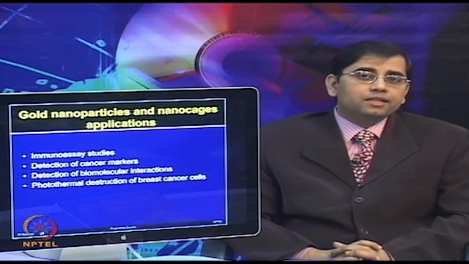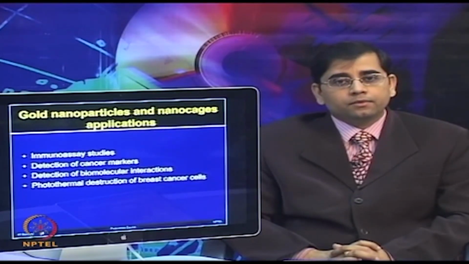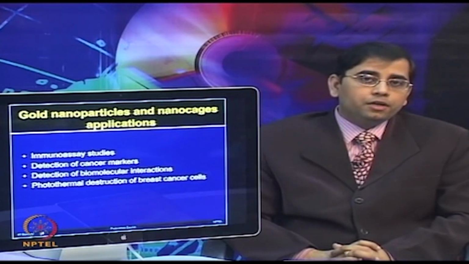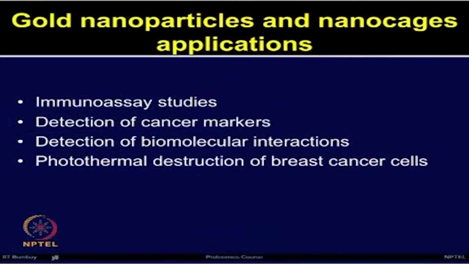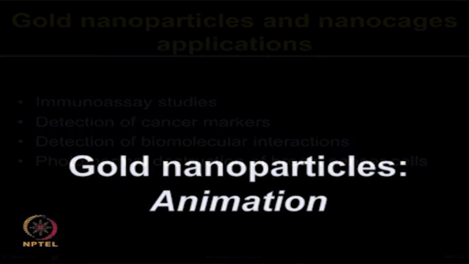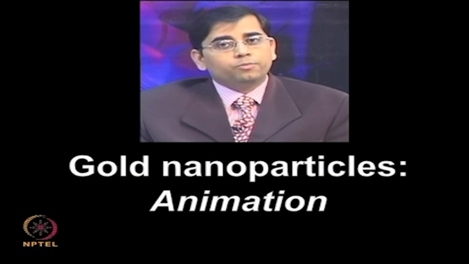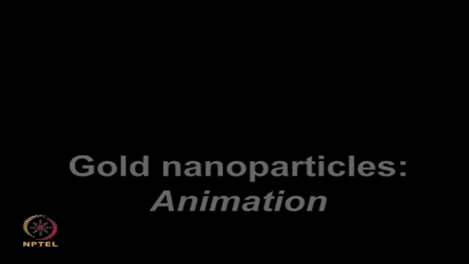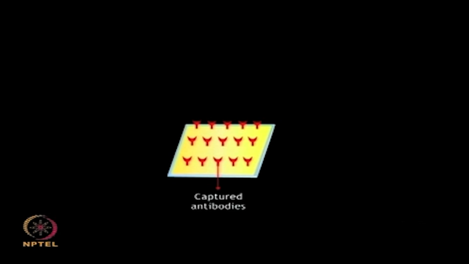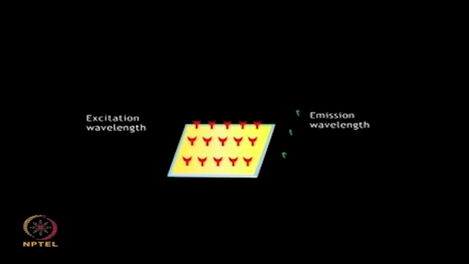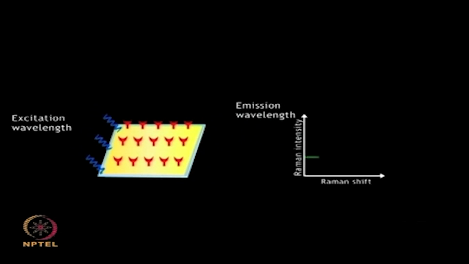The gold nanoparticles and nano cages have shown applications in a variety of fields. Specifically in proteomics, they have been used for immunoassay based studies, detection of cancer biomarkers, detection of various biomolecular interactions, photothermal destruction of breast cancer cells. These are some of the published studies which have shown the potential of using gold nanoparticles and nano cages for proteomics based studies. So, let us now look at the principle of using gold nanoparticles in this interactive animation. The gold nanoparticle surface is functionalized suitably by antibodies, which will bind to the analyte of interest. Any target binding is depicted by a change in the emission spectra.